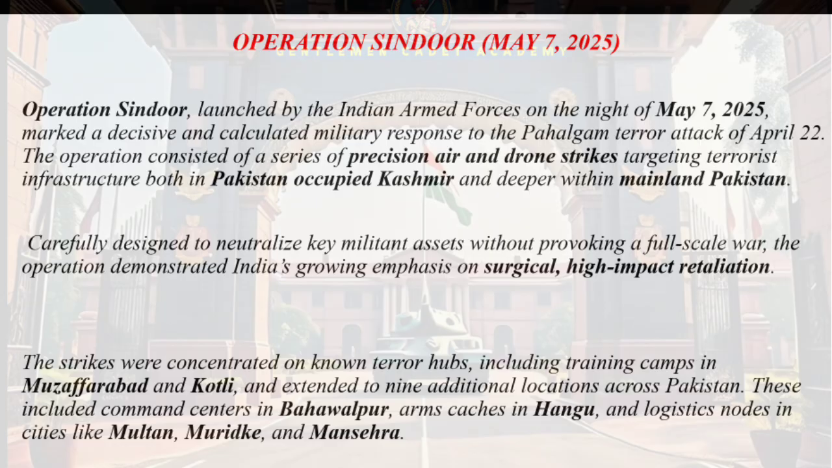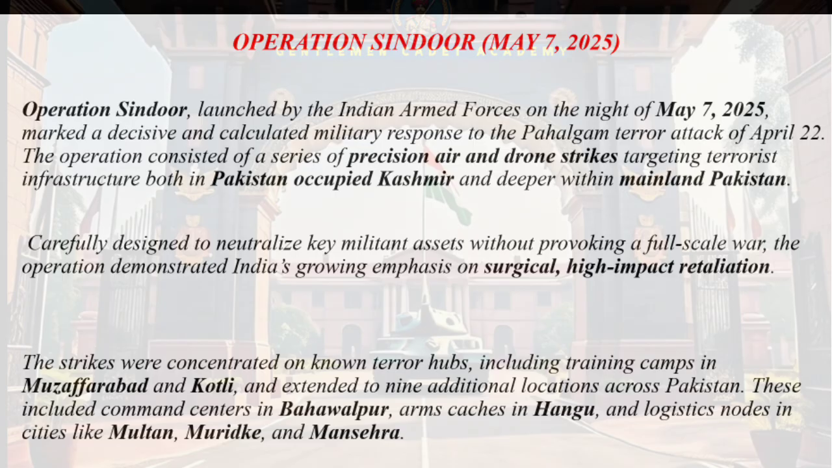The operation involved coordinated precision strikes by the Indian Air Force and unmanned aerial platforms against identified terror infrastructure located in both Pakistan-occupied Kashmir and within mainland Pakistan. Unlike past air strikes such as Balakot in 2019, which were mainly confined to POK-adjacent areas, Operation Sindoor targeted a deeper strategic radius.